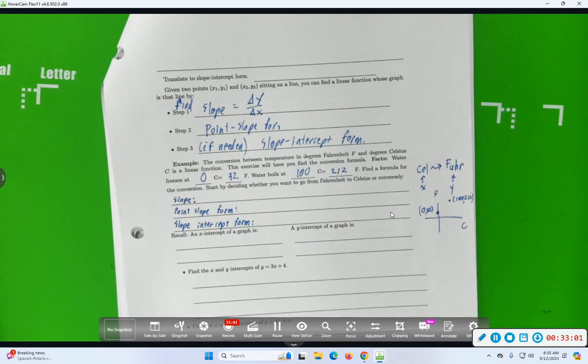Cool. Let's come together. What's the slope? 1.8. And you're on 1.8? Anyone get that as a fraction instead of a decimal? What'd you get? 9/5 or 1.8. Would we rather decimals or fractions? Fractions. Cool.